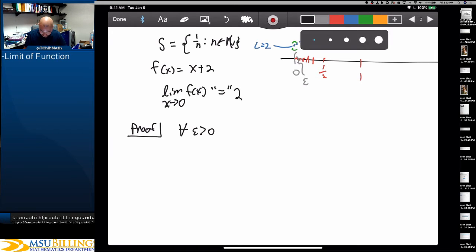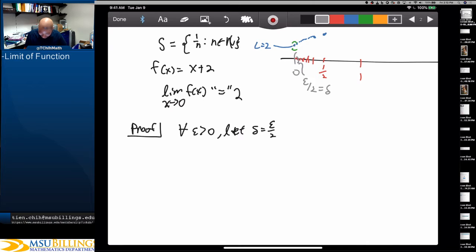So what I'm going to do is let delta be epsilon over 2. That's going to be my delta. It's just going to be smaller and coming in closer here. So if delta is epsilon over 2, then for all x in 0 minus epsilon over 2, 0 plus epsilon over 2, delete 0, but that's not in my S anyway, right?